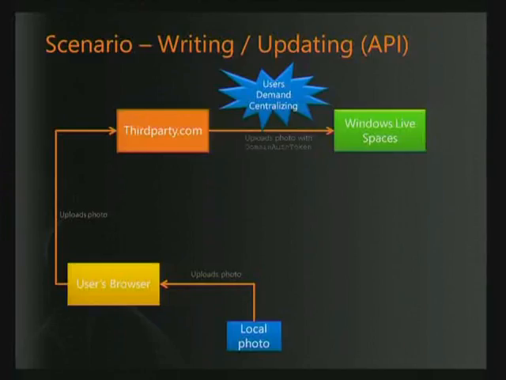So if I upload to a third party, they can now go and write that back into a special album, or they can create a new album in Spaces. And then that will get surfaced out into anyone else that's using this API.